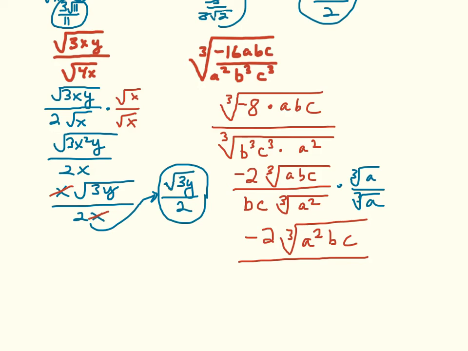And so that's going to get me that the cube root of a squared and the cube root of a are going to just make an a, so this just becomes abc in the denominator. And I think at this point I can consider myself done. There's nothing else I can cancel.